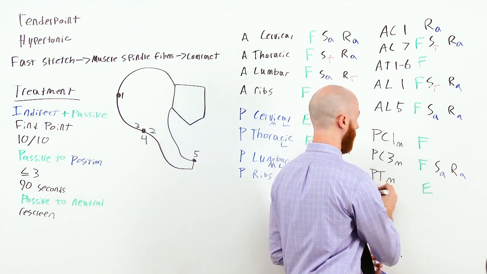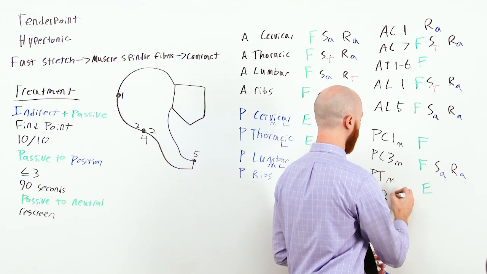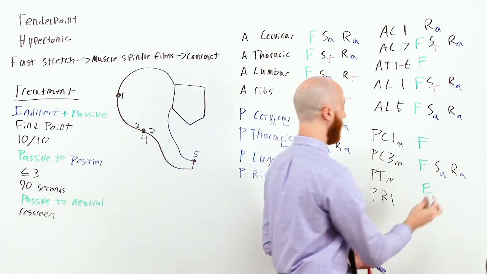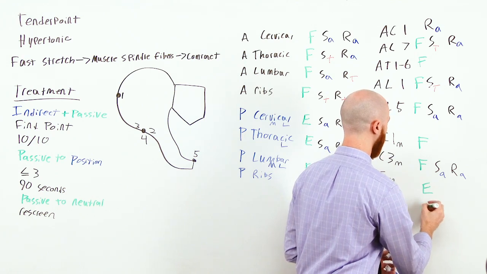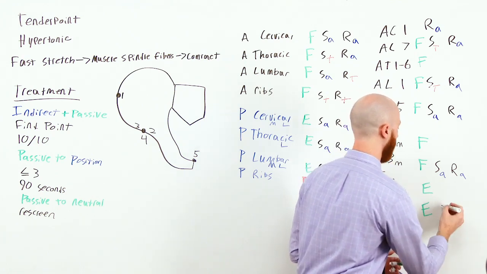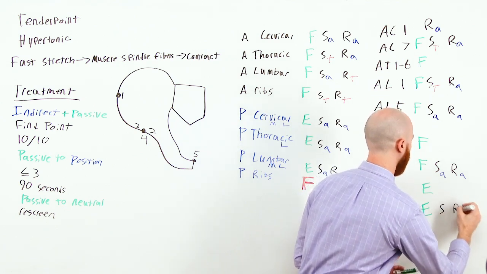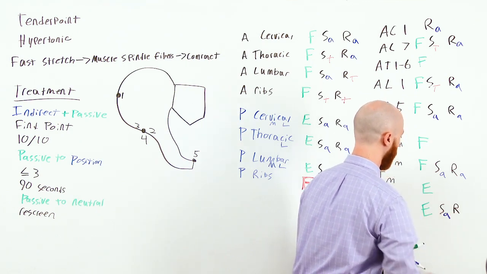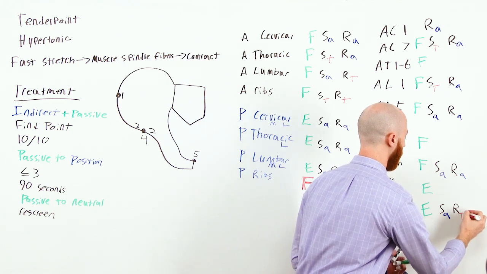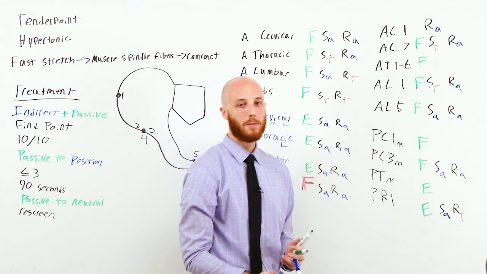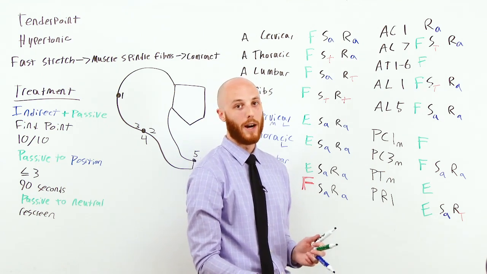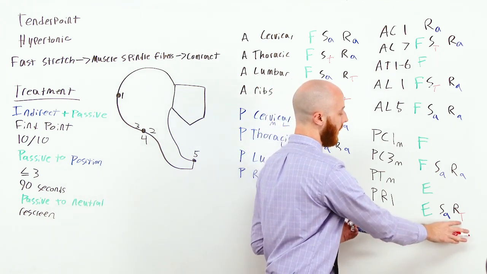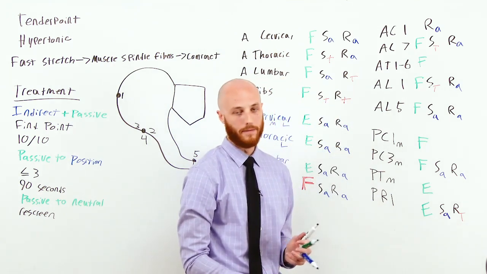The last point is going to be your posterior rib point for rib number 1. The way that you treat this is you are going to put the patient into extension. You're going to side bend away, and you're going to rotate towards. So some of these points you just have to memorize. I don't have a mnemonic for it. So posterior rib point 1: extension, side bend away, rotate toward. You just got to memorize it.